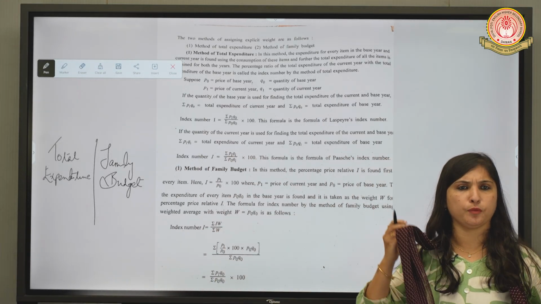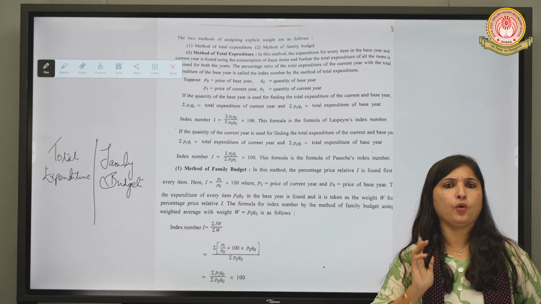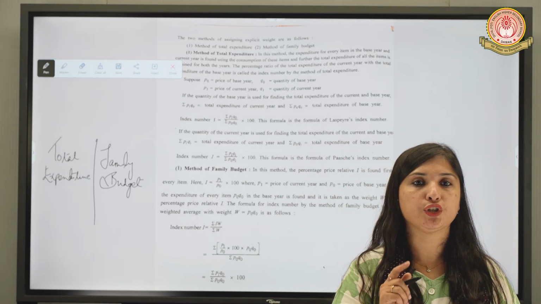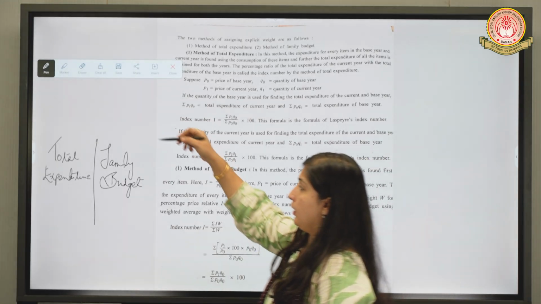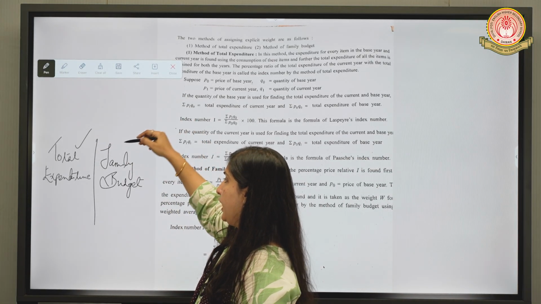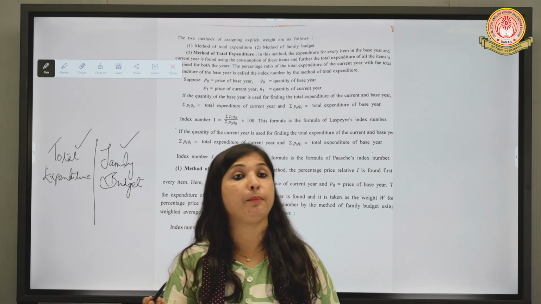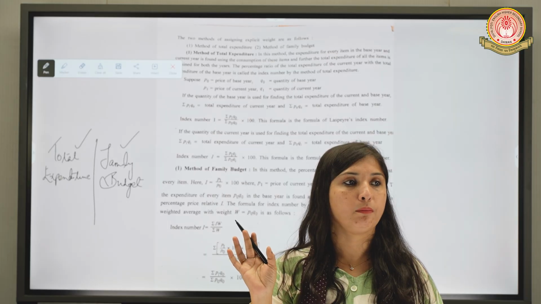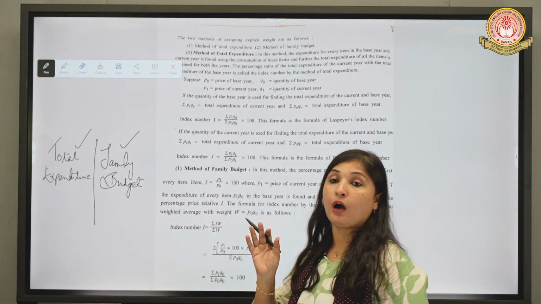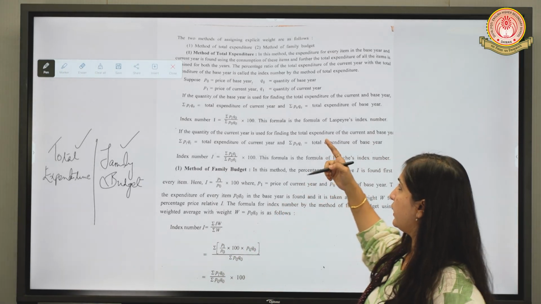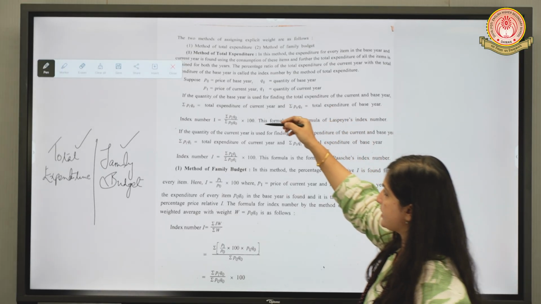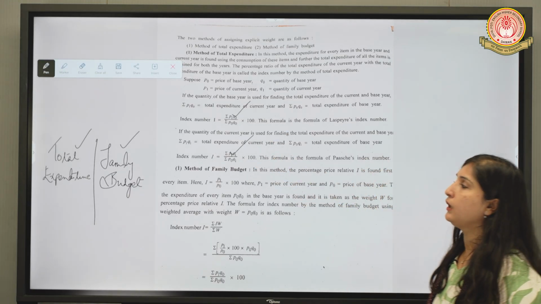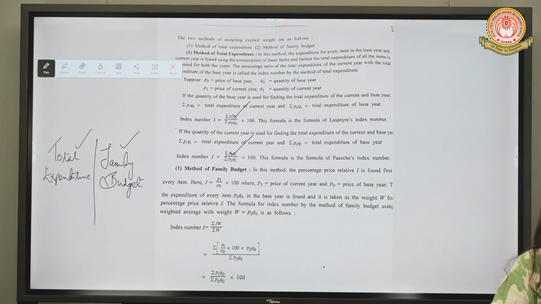How do we recognize which method to use? Now, a simple step. In the question, it will already be mentioned to you which method to use. It may be total expenditure, it may be family budget, or it can be both also. You have to find both the methods and find the expenditure index number. Now how to recognize, we have two formulas. When you see total expenditure, two formulas are given. One formula is P1Q0 by P0Q0 and the other formula is P1Q1 divided by P0Q1.